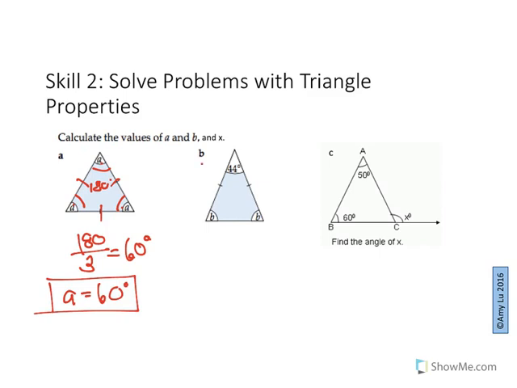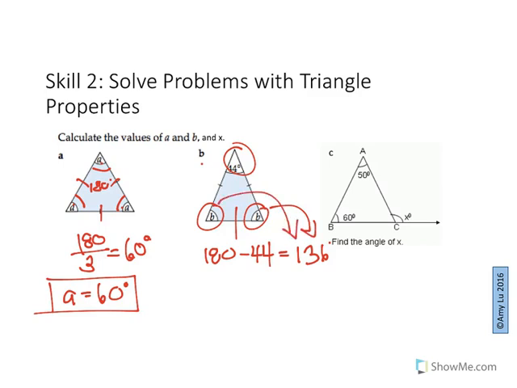In B, we know that the triangle is 180 degrees. We also know that the top angle is 44 degrees. So we could subtract it to see what we have left over that we still need to figure out, which happens to be 136 degrees. So these two angles here add up to 136 degrees. But we need to know one of them. So we take 136 and divide it by 2 because there's two B's, which ends up making 68 degrees. So B is equal to 68 degrees.